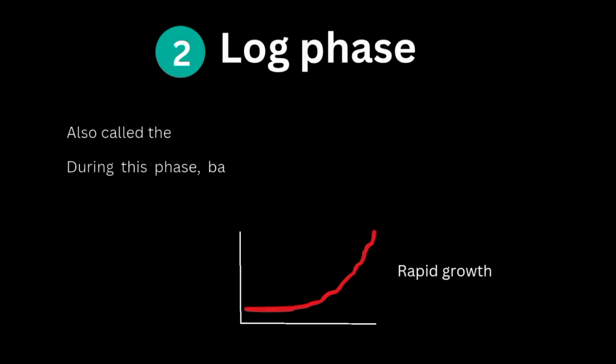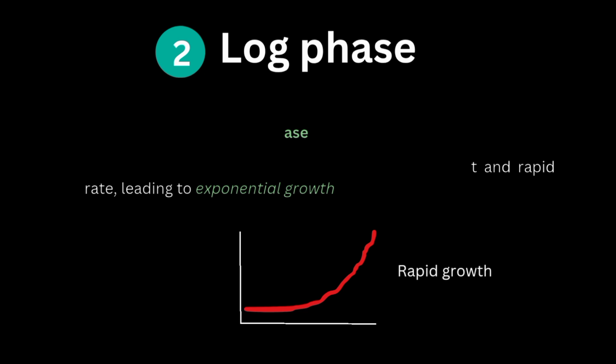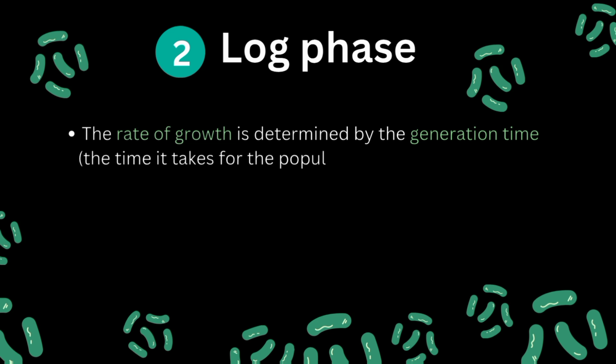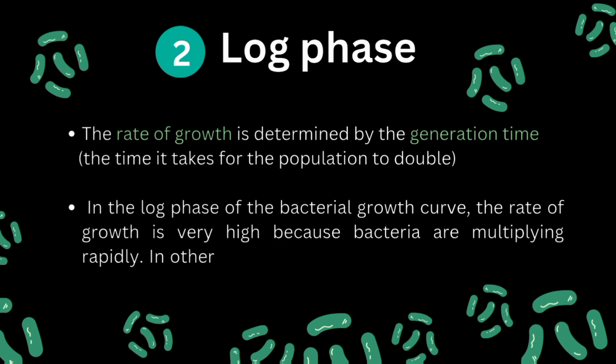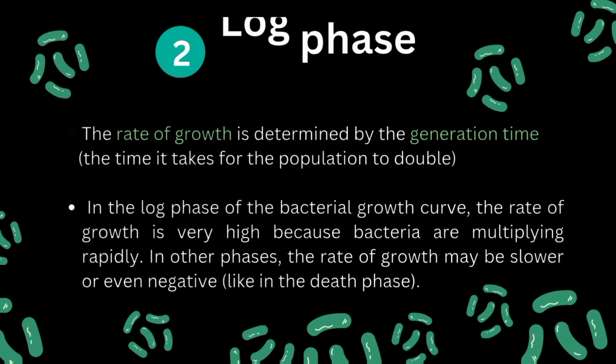Next is log phase, also called the exponential phase. During this phase, bacteria start dividing at a constant and rapid rate, leading to exponential growth. The rate of growth is determined by the generation time, the time it takes for the population to double. In the log phase of the bacterial growth curve, the rate of growth is very high because bacteria are multiplying rapidly. In other phases, the rate of growth may be slower or even negative, like in the death phase. So yes, as you can guess, there are lots of bacteria in this phase.